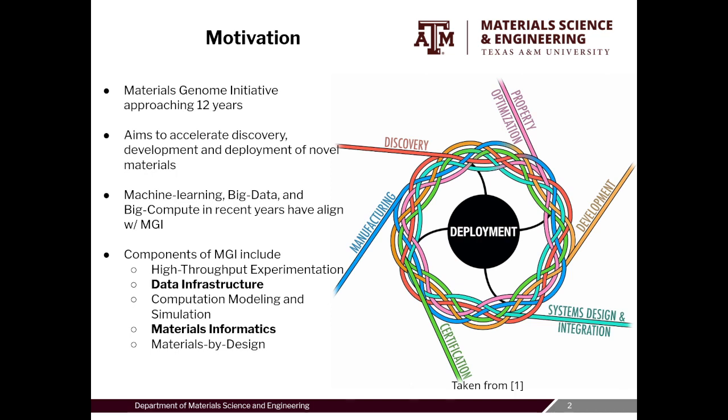The MGI was created in 2011, in a time when artificial intelligence was advanced, but not as advanced as it is in 2023. With the rapid development of machine learning, big data, and big compute power, MGI initiatives only become more important. There are 5 aspects of MGI: conducting a lot of experiments, properly storing data and knowledge, conducting advanced simulation, conducting materials informatics and advanced statistical analysis, and materials design.